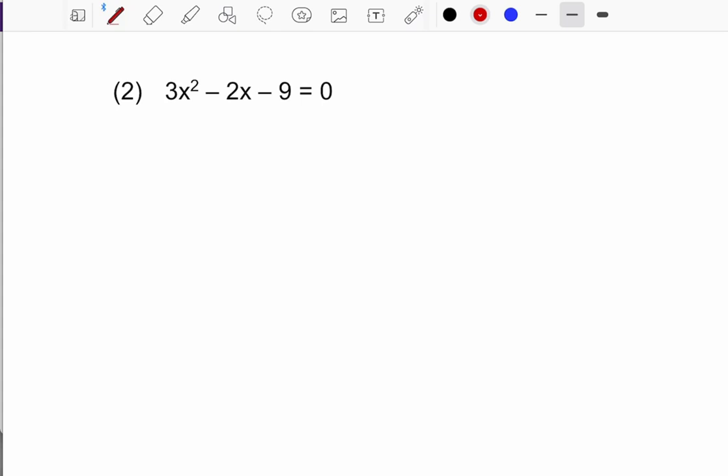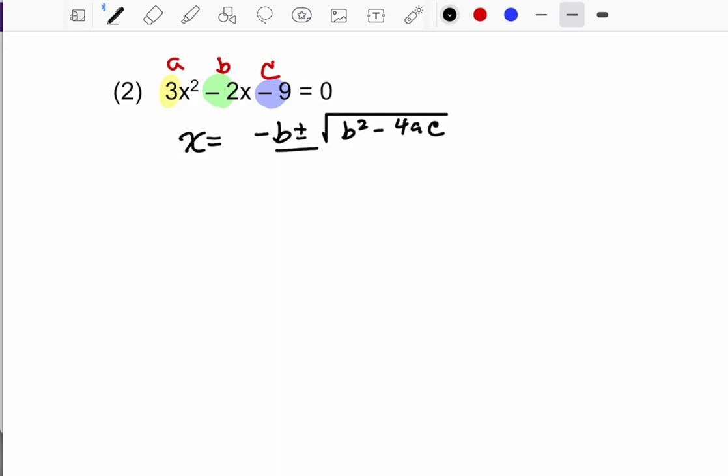Okay, but identifying the A, B, and C values, first key step in this process. 3, -2, -9, A, B, C. All right. So again, the quadratic formula, x is equal to -b plus or minus the square root of b squared minus 4ac all over 2a.